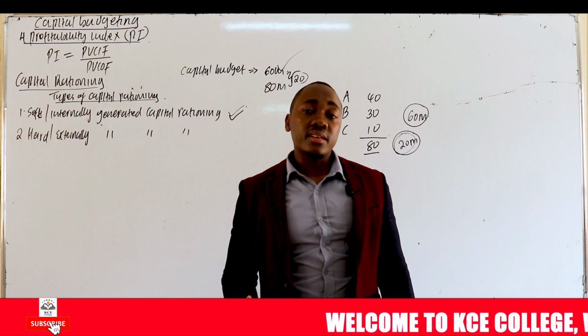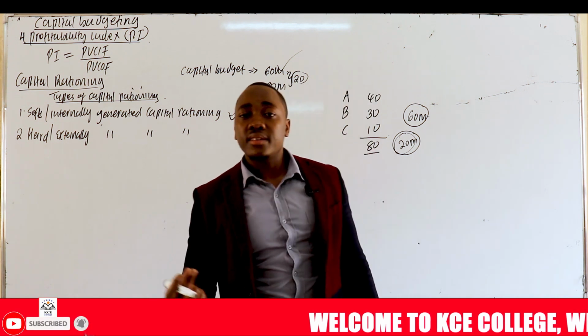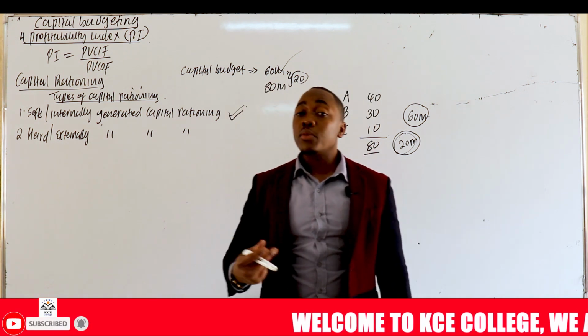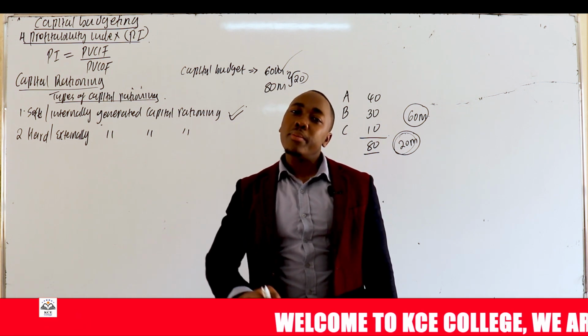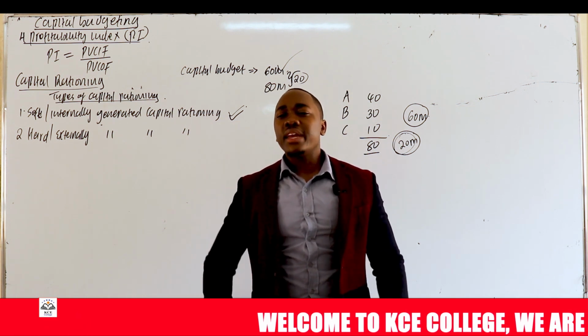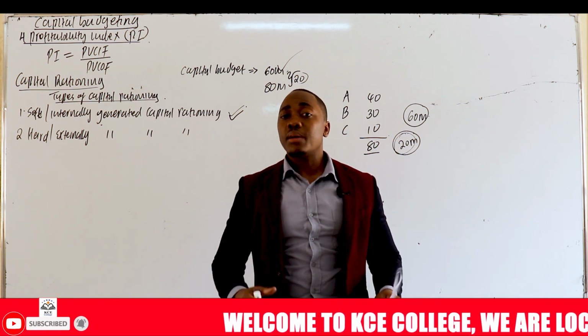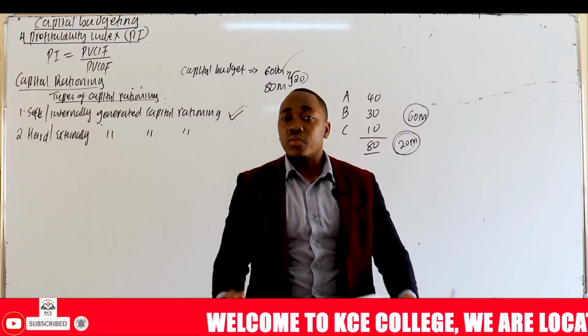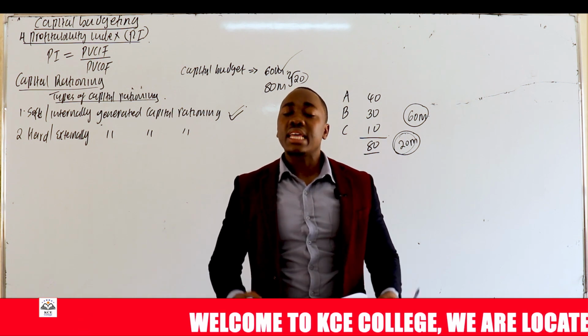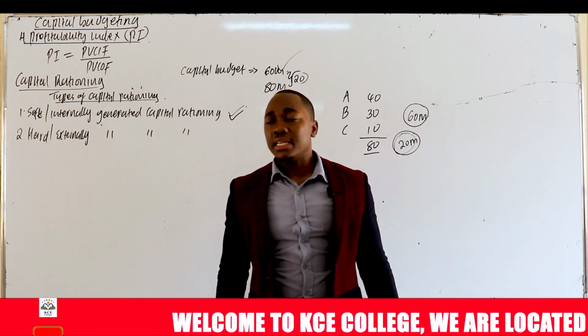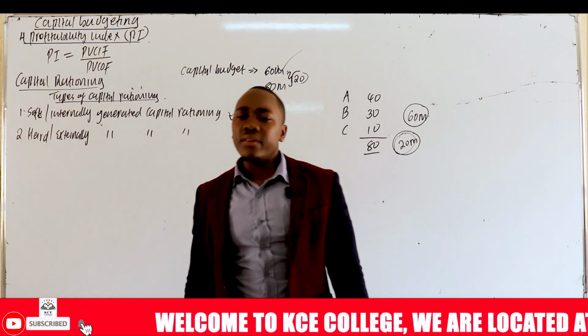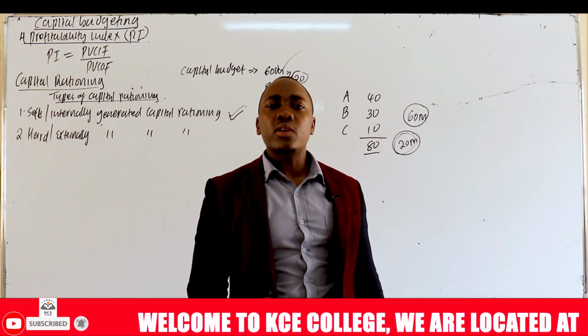Then another circumstance that gives rise to externally generated capital rationing is when the capital market is depressed. When the capital market is depressed, it becomes very hard or difficult for you to access capital, because even the capital providers, in that case, are facing what we call financial distress. Number three is whenever there is a high demand of investment funds.